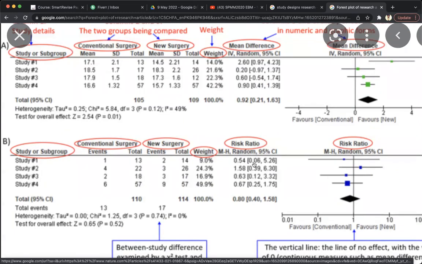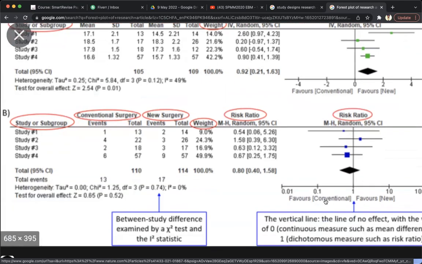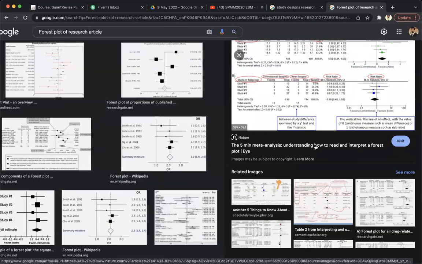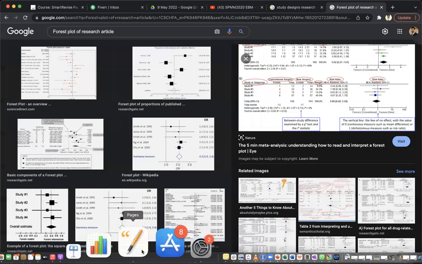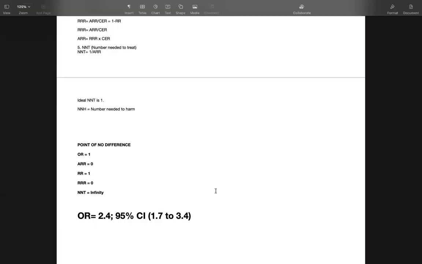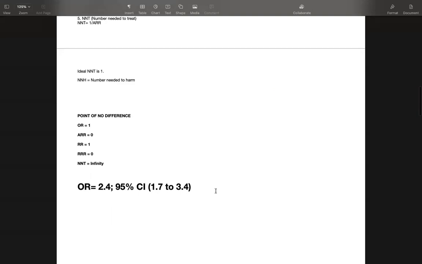This ratio means the point of no difference would be 1. But as you can see, all the values are not that significant, and that is why the collective result is more in favor of conventional treatment. So what I am trying to explain here is, you can easily tell about the significance of a study by just remembering the point of no difference. Is it clear? Yes. That was basically the major reason for explaining this point of no difference.